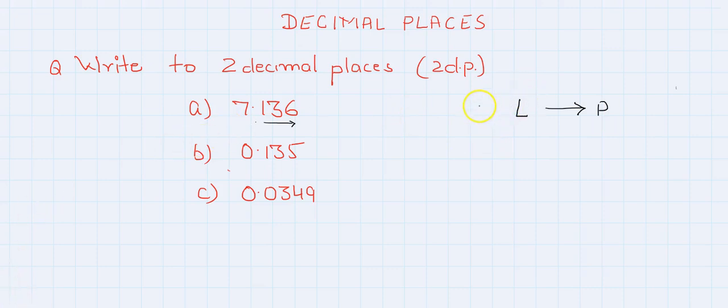The question may be asked: you write up to 2 decimal places or 3 decimal places or 4 decimal places, so you have to check how many digits you are supposed to count. Like in this question, you have to write to 2 decimal places. Now in this question, the first one is 7.136. So after the decimal, these are the 2 decimal places.